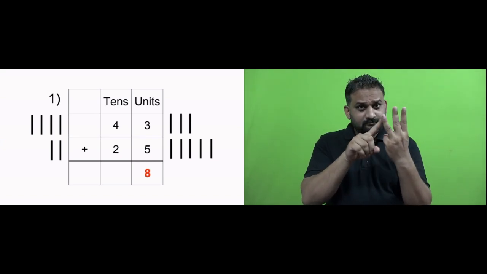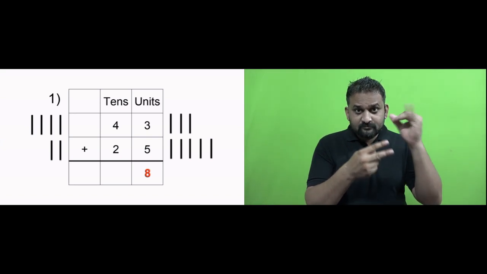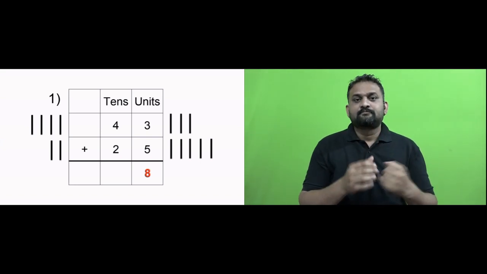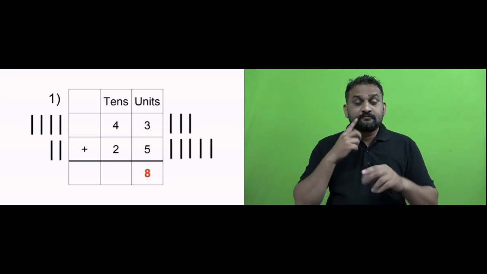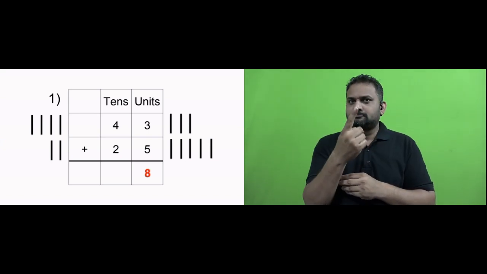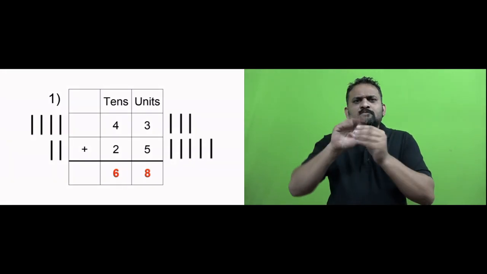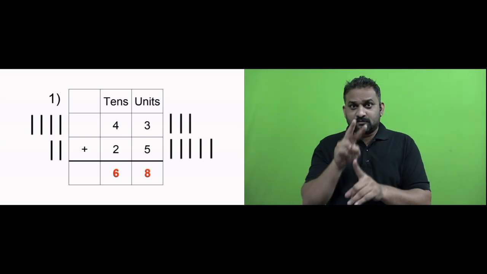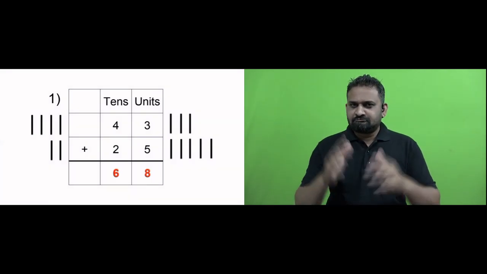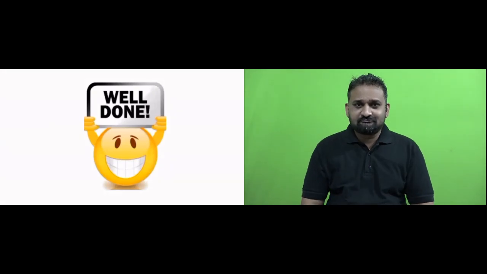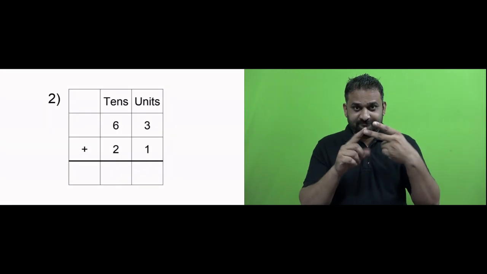Let's count the lines all together. 1, 2, 3, 4, 5, 6. If your answer is 6, you've got it right. So the answer to the sum 43 plus 25 equals 68. Well done. Let's move on to the second sum.